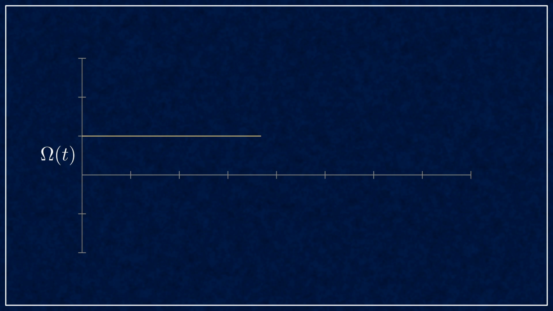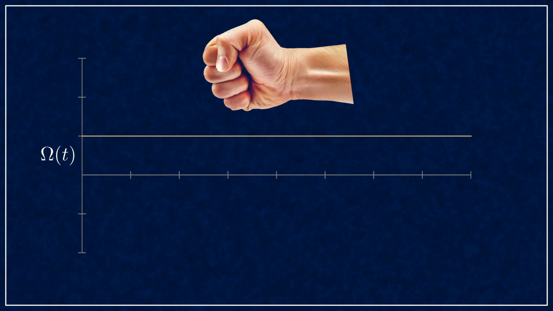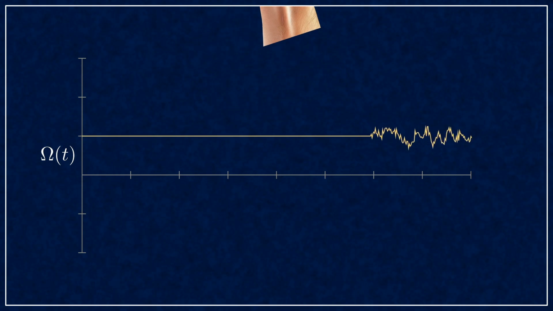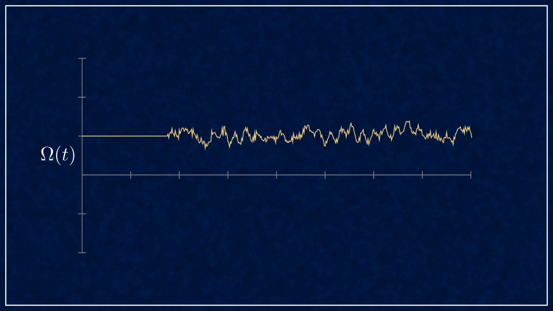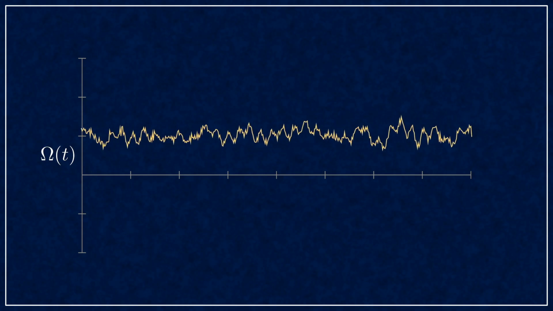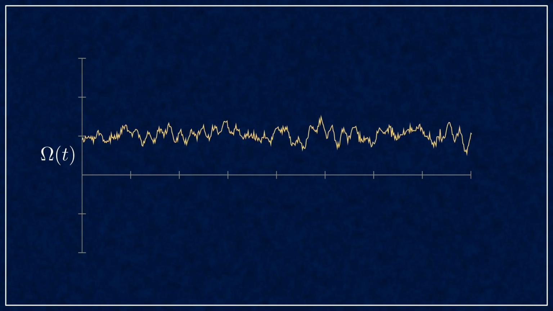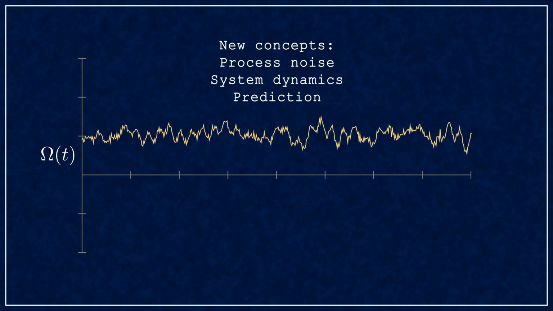Here's how that looks on a graph. Something tells me this doesn't look right. So yeah, the RPM isn't actually constant. There are harmonic oscillations, small changes of RPM due to variation of timing, fuel injection, air intake, and so on. This leads us to the concept of process noise, system dynamics, and prediction.